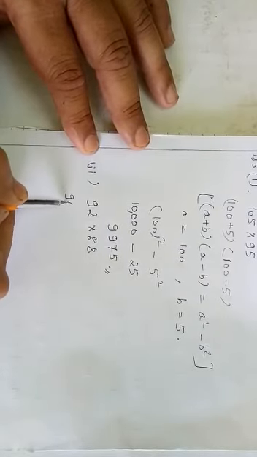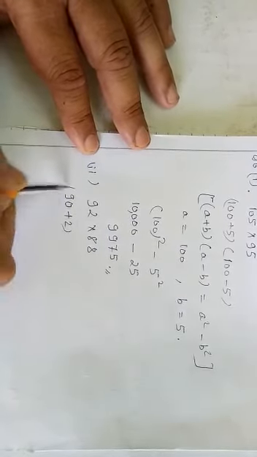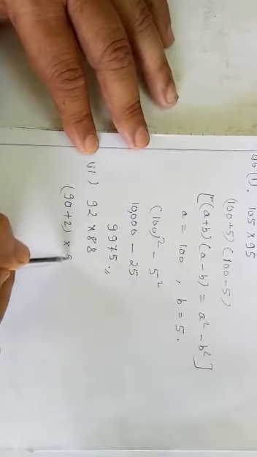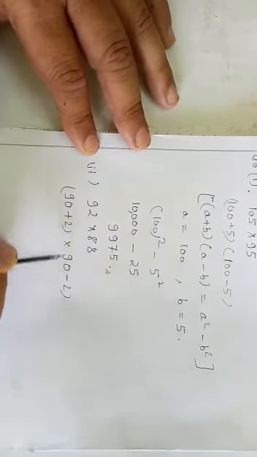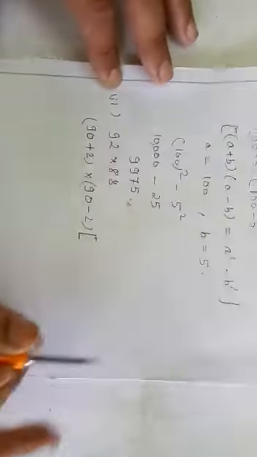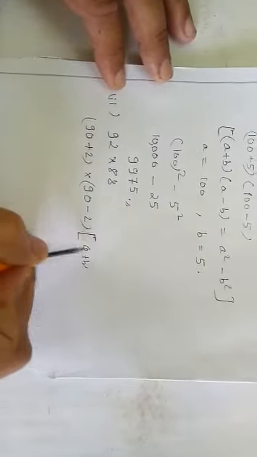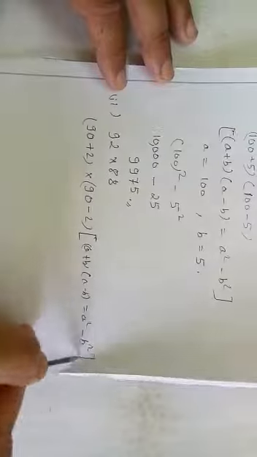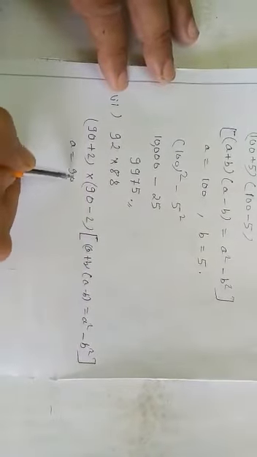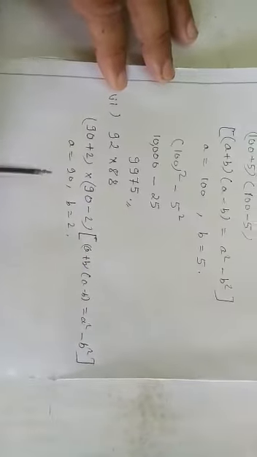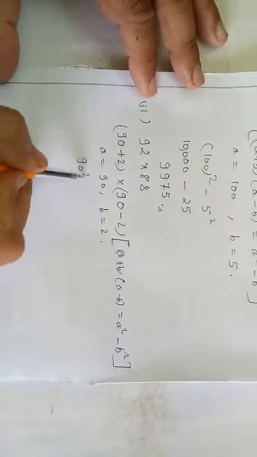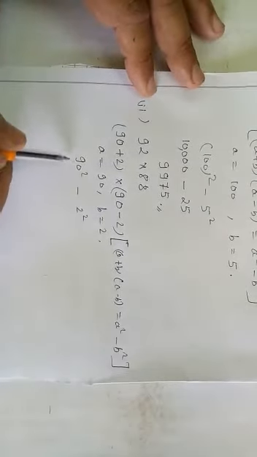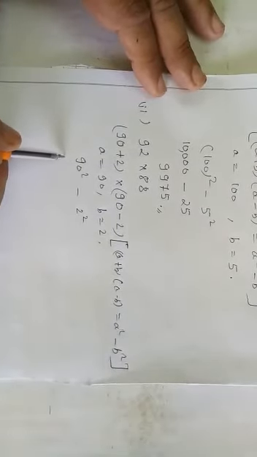Now question number 2, that is 92 multiply 88. 92 is nearest to 90, 90 plus 2 is 92. 88 is nearest to 90, that is 90 minus 2. It is also in the form of the same identity (a plus b)(a minus b), that is a square minus b square. The value of a is 90 and the value of b is 2. That means 90 square minus 2 square.